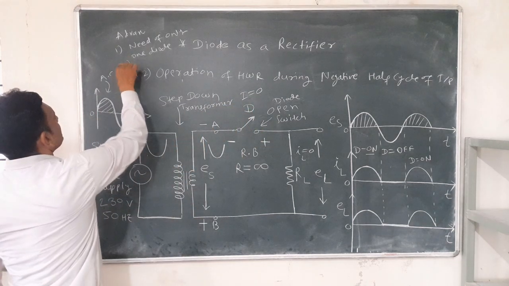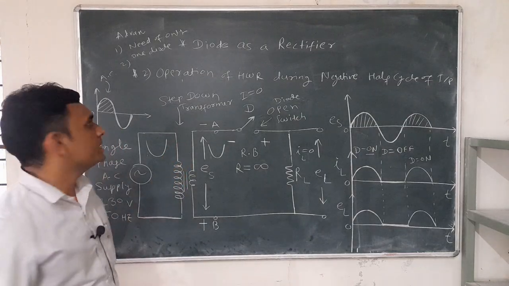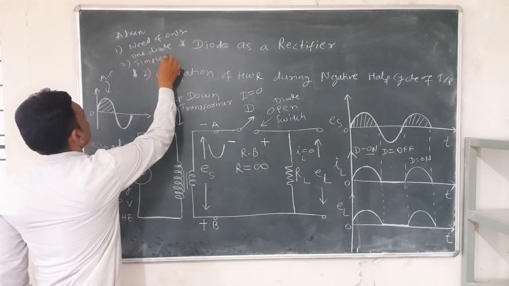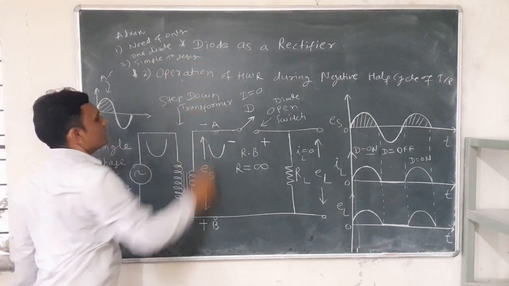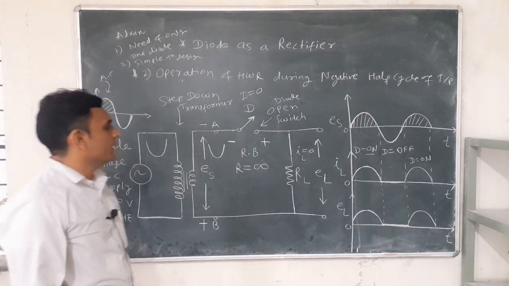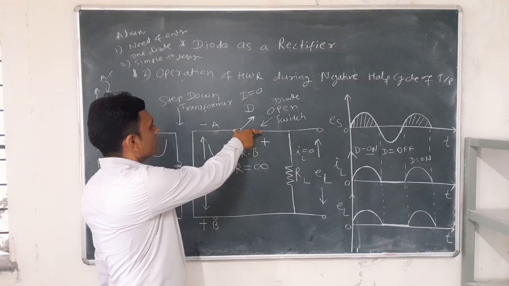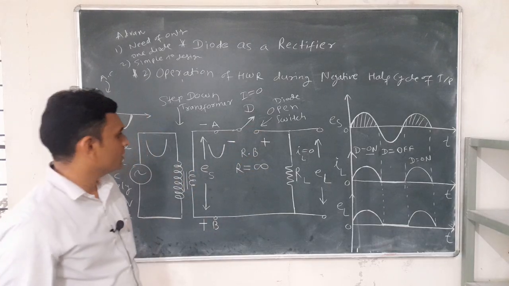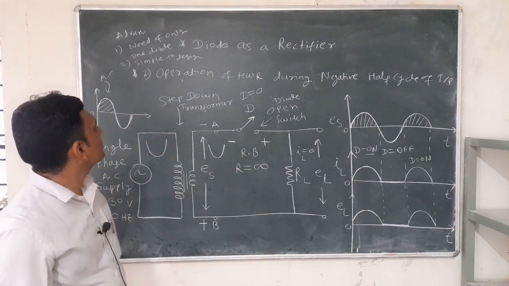The second advantage is that this half wave rectifier circuit is simple to design. A very small number of components are required: only one diode, one transformer, and one load resistance. So it is a simple circuit.